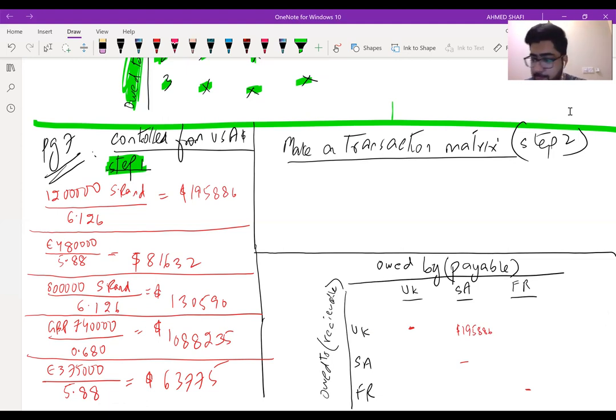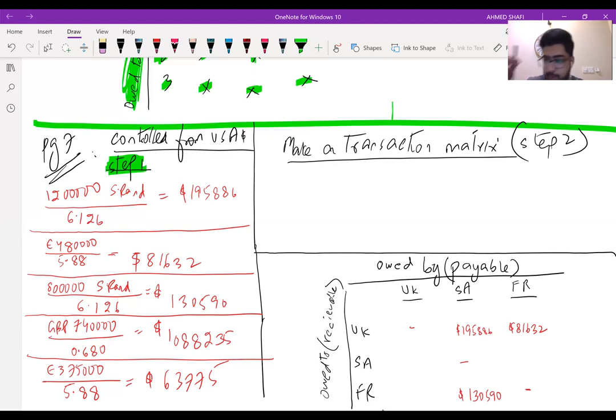Move towards the second transaction. Receivable is UK, payable is France. So select UK for receivable, and payable is France. At the UK and France intersection, the transaction in dollars is 81.63. The third transaction, receivable is France, payable is South Africa. So receivable France, here, payable South Africa here. At the intersection of South Africa and France, what is the amount? 130.590.